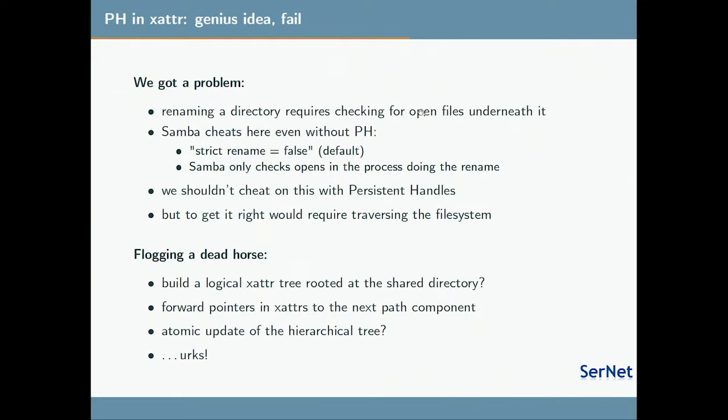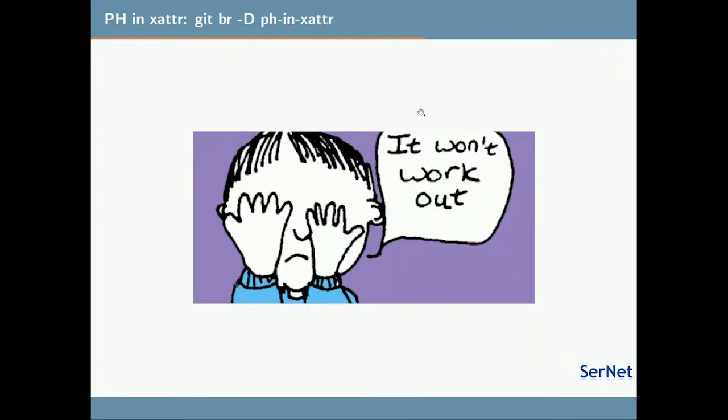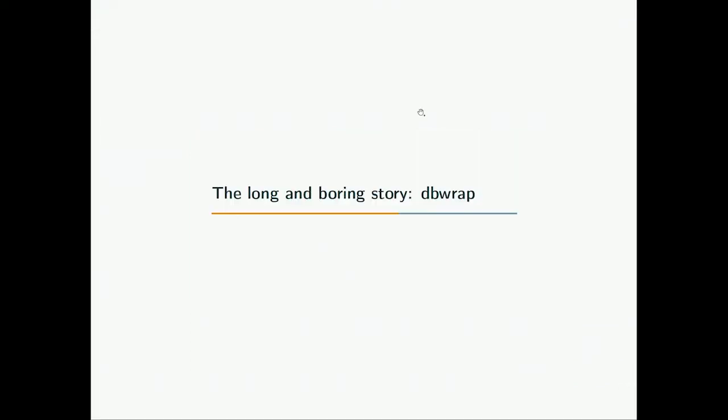So maybe I could think, hey, maybe we could build a logical extended attribute tree rooted at the shared directory, with forward pointers in extended attributes to the next path component, and do some scheme of atomic updates on the hierarchical tree. And then, oh, okay. Nope. This won't do it, so at the top, I have git branch delete. I still have it somewhere, but I actually got it working. The persistent handle state was stored, and the reconnect worked, and blocking other clients did also work, but just the rename, you can't get it working with this. So away with it.